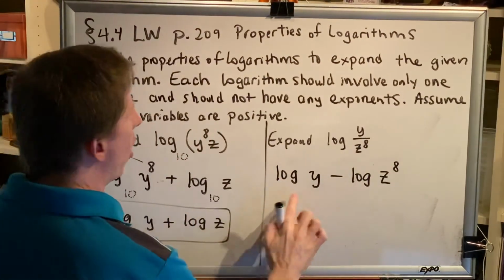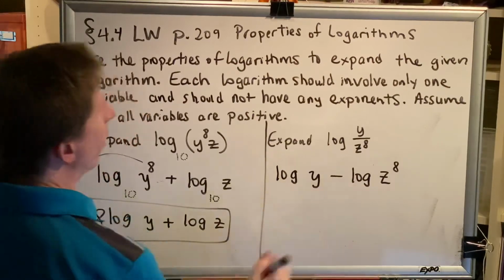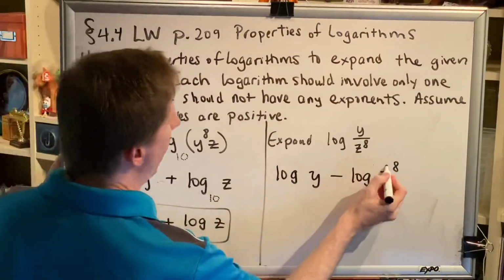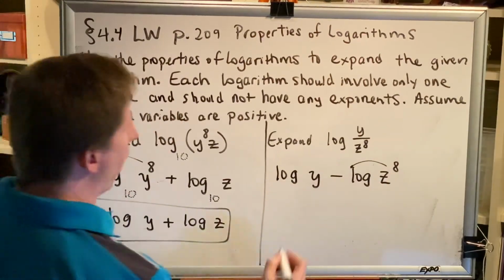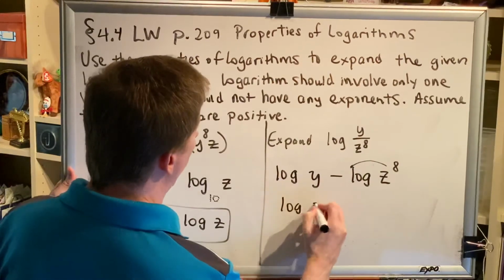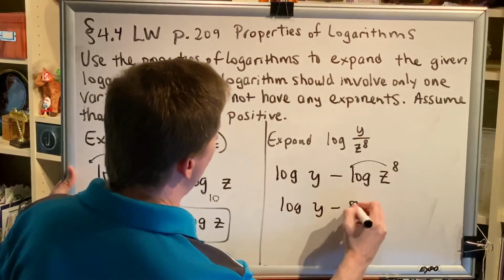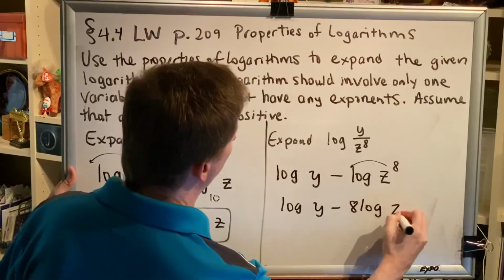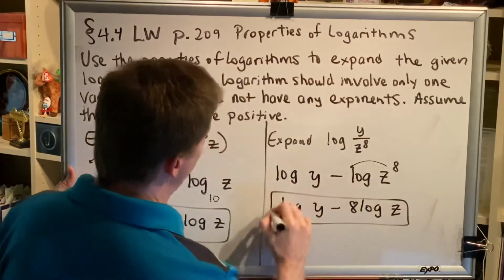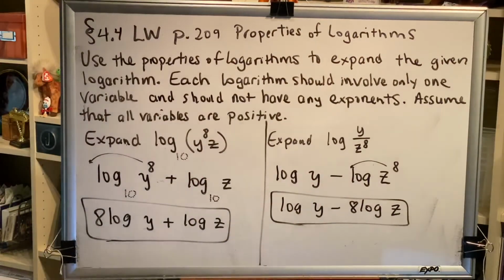Notice that the first log is for the y variable, the second log is for the z variable. All right, now we move this 8 to the front and we get log of y minus 8 log of z. And this is our final answer for this second example problem.